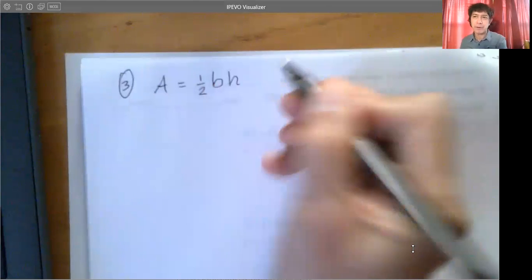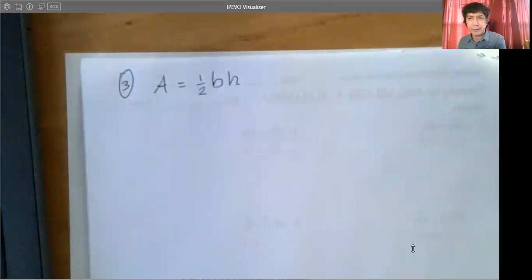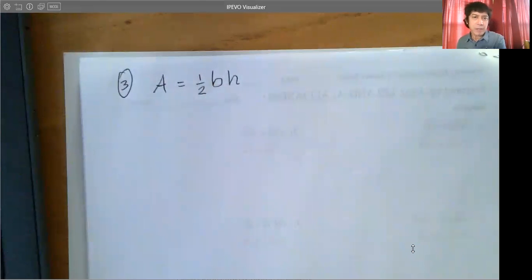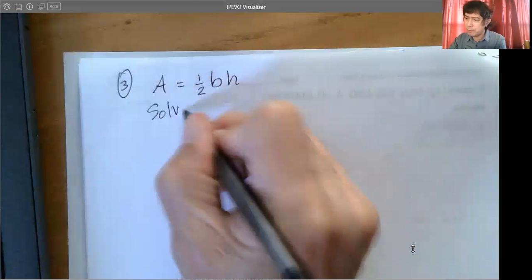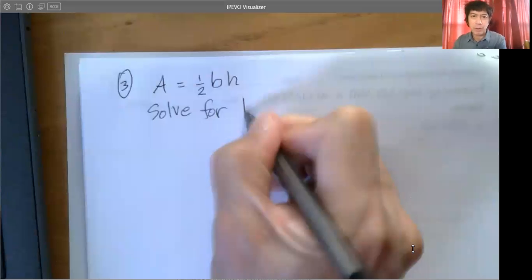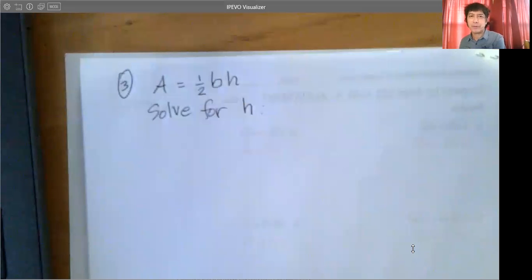This is the formula for the area of a triangle. A stands for area, equals 1/2 base times height. The small b is for base, the small h for height. And let's say we're asked to find h. Solve for h. All right, how are we going to solve for h here?